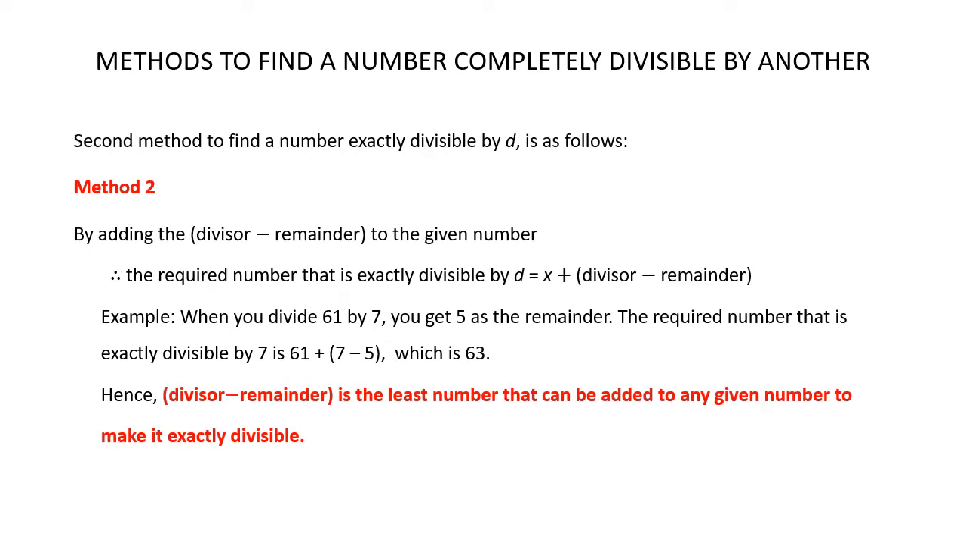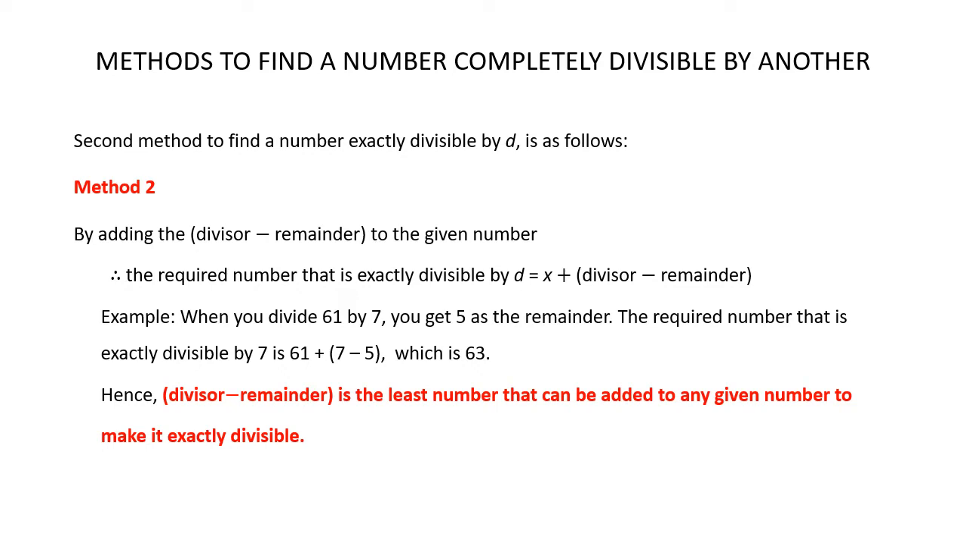Now we'll move on to the second method to find a number exactly divisible by d. According to the second method, you'll get a number exactly divisible by d by adding the divisor minus remainder to the given number. Therefore, the required number that is exactly divisible by d is equal to x plus divisor minus remainder.